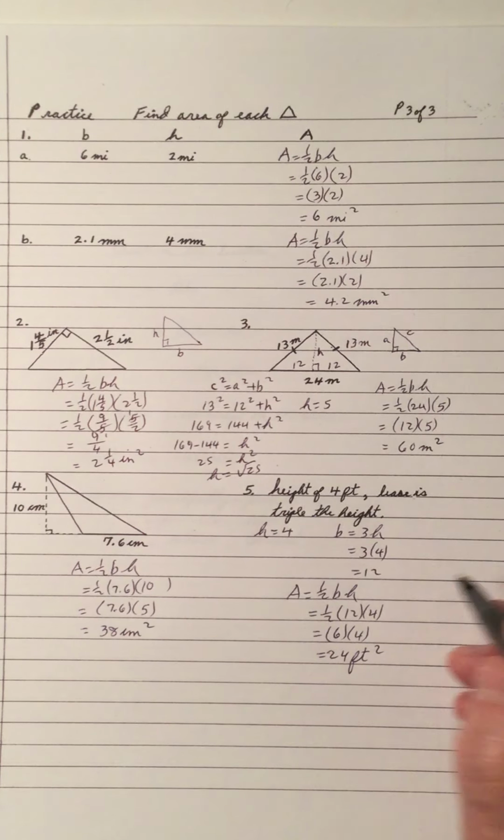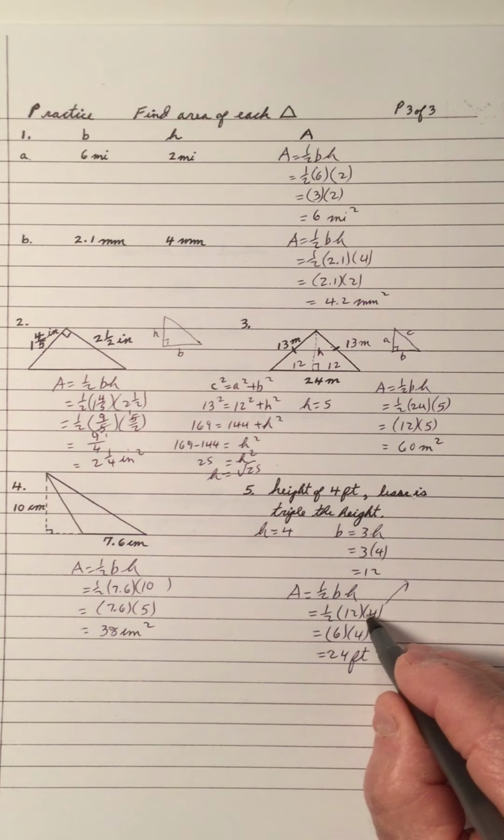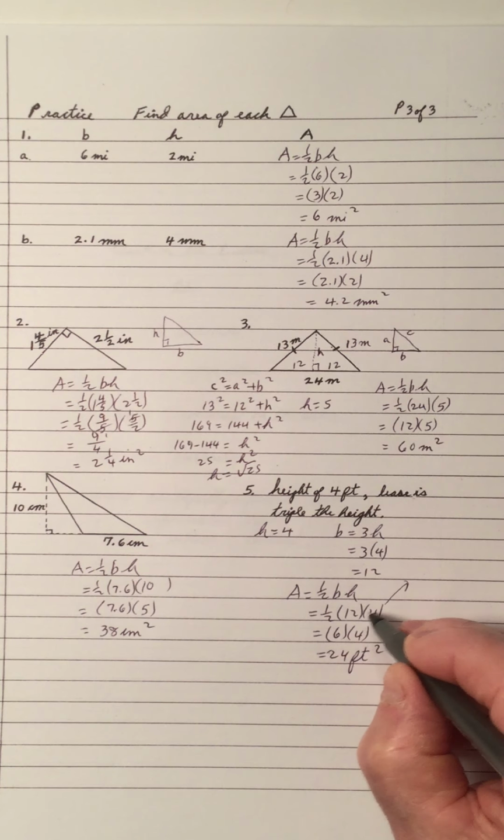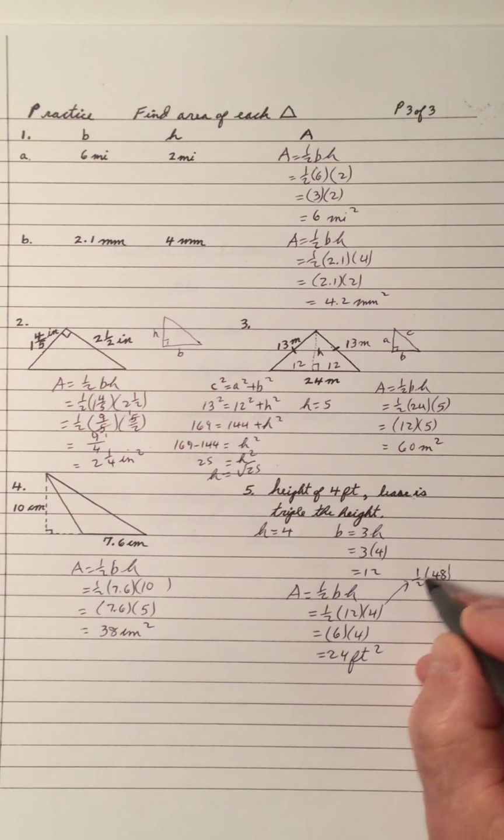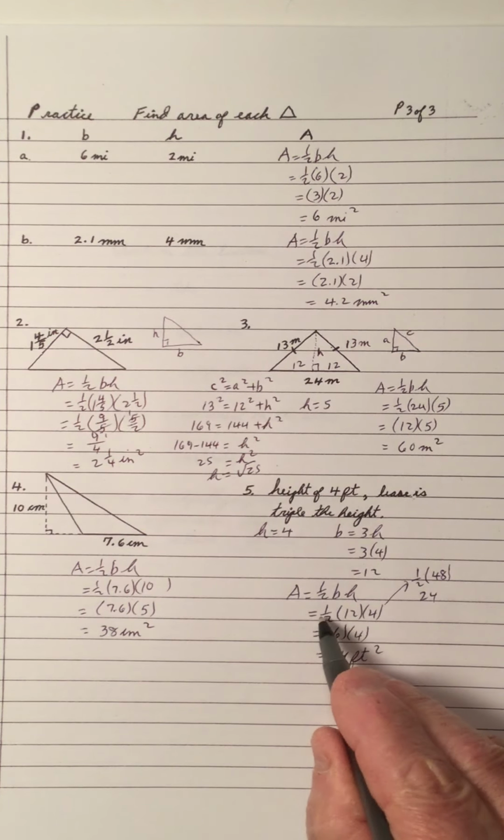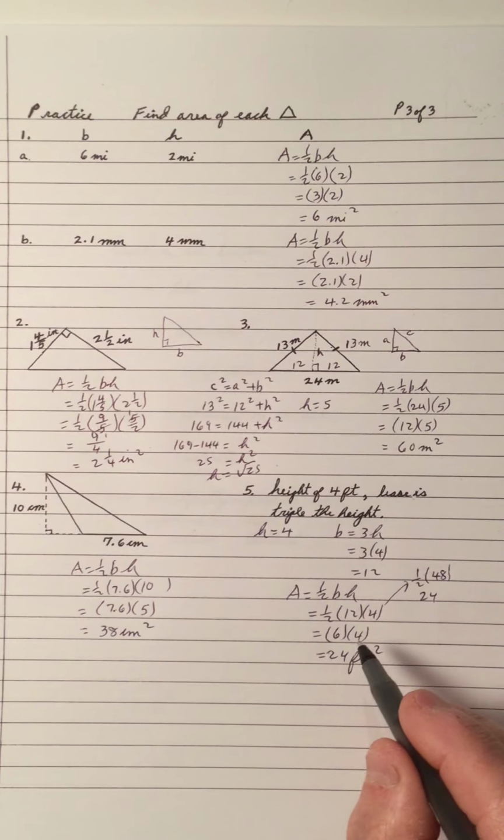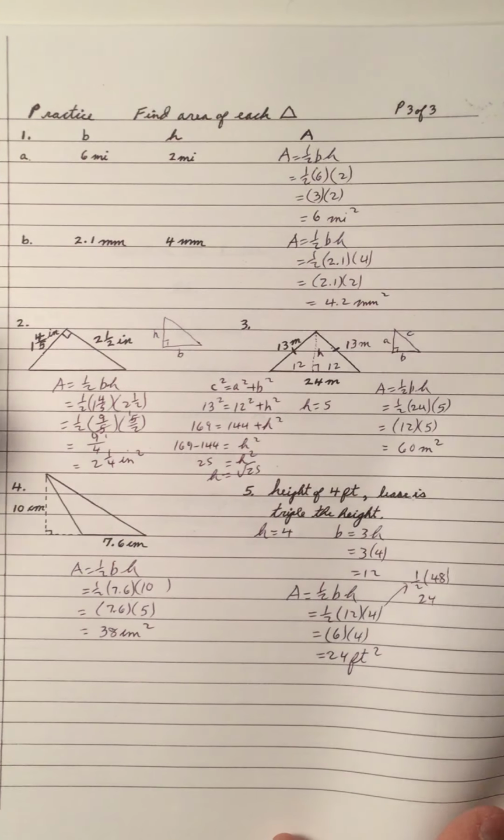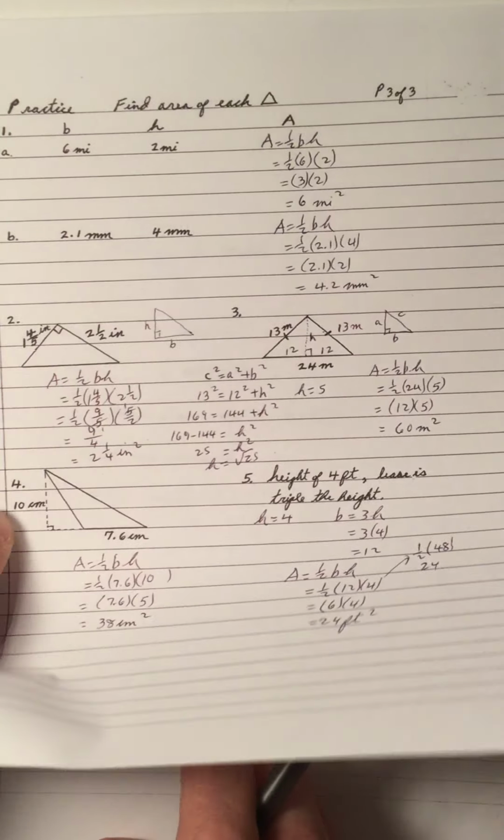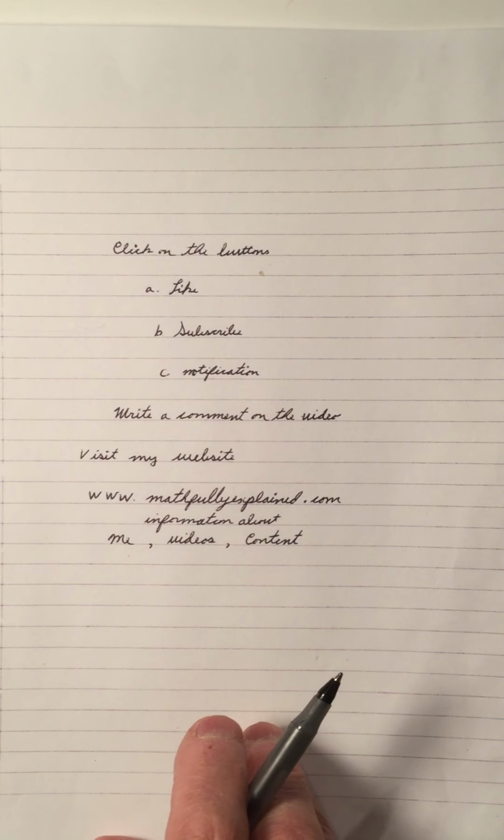So notice, just a reminder, when you're multiplying these 3, I could have taken a half. I could have multiplied the 12 and the 4 to get 48, and then take the half of 48 to get 24. It's your choice how you multiply these 3. And that takes us to the end of the video on finding the area of a triangle.